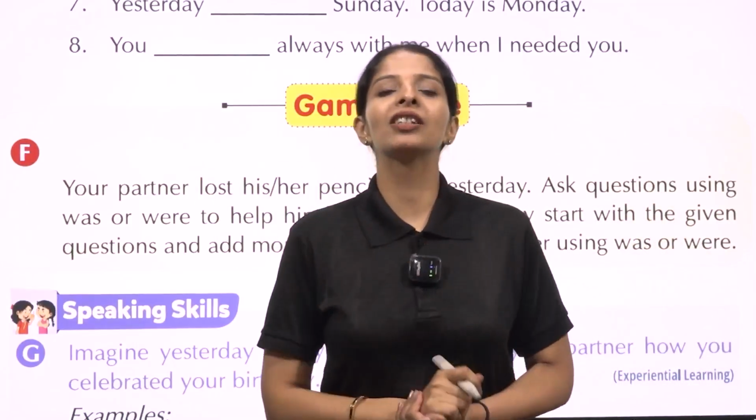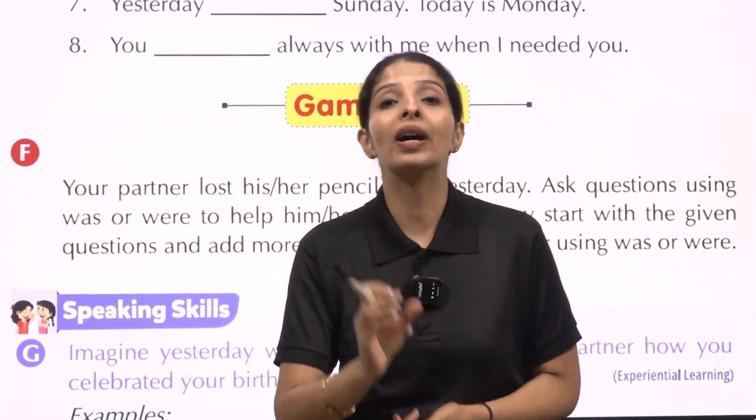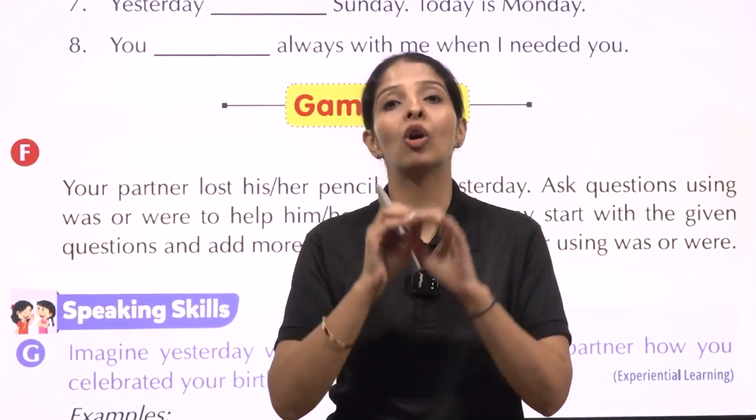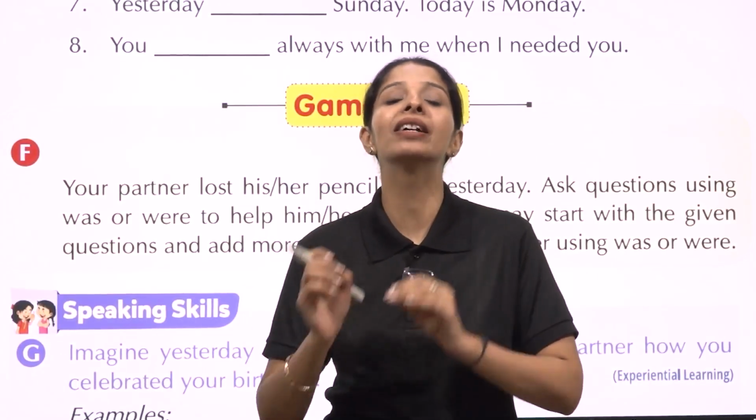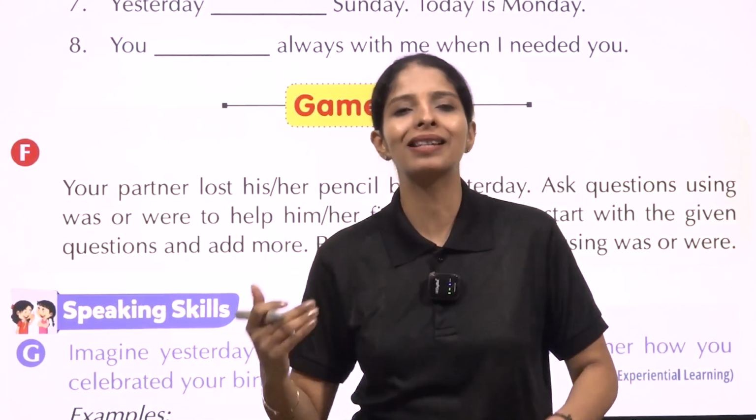So children, this was the chapter in which we talked about where we use was, were, had. But one thing is, we always use was, were, had when we talk about past activities or past things.